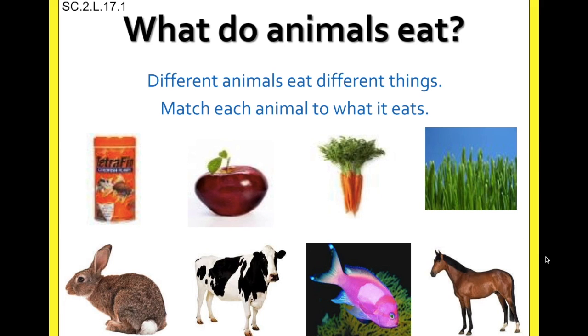What do animals eat? So, different animals eat different things. Match each animal to what it eats. So down here we have a rabbit, a cow, a fish, and a horse. Let's see, what do they eat? A rabbit eats a carrot. A cow, you see them grazing in the field. They're usually chomping down on some grass. A fish has fish food. And a horse eats apples.